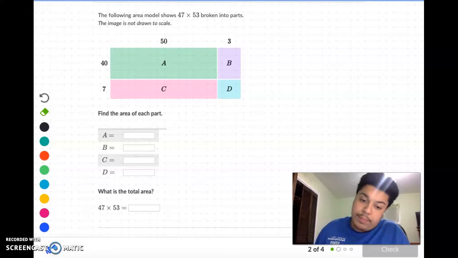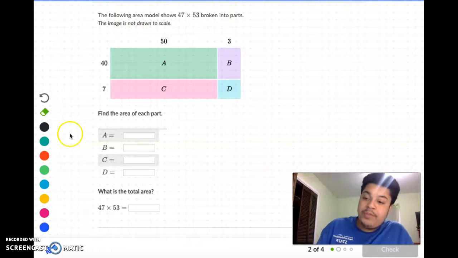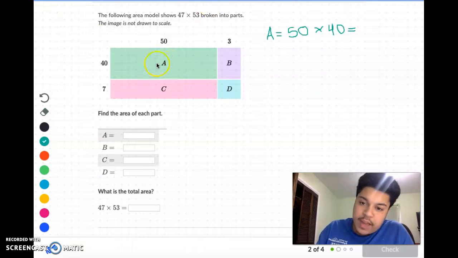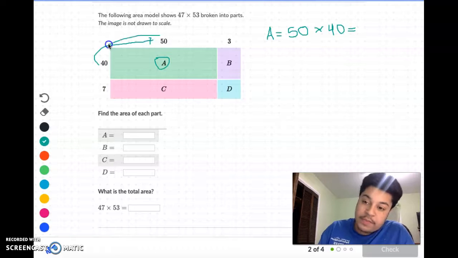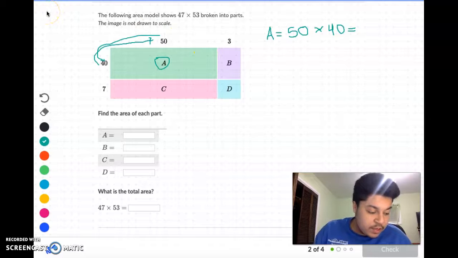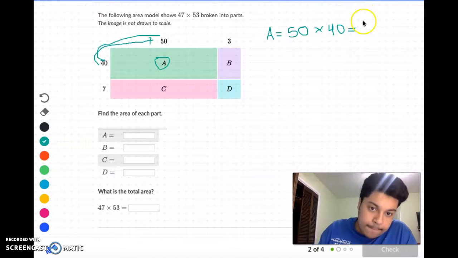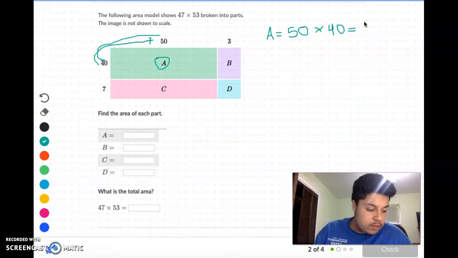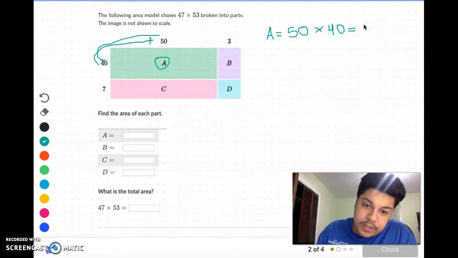So let's begin. We're going to find each letter individually. First, let's find A. To find box A, you have to multiply 40 times 50, or 50 times 40. Either one works. You just have to multiply those two. 50 times 40 is 2000.